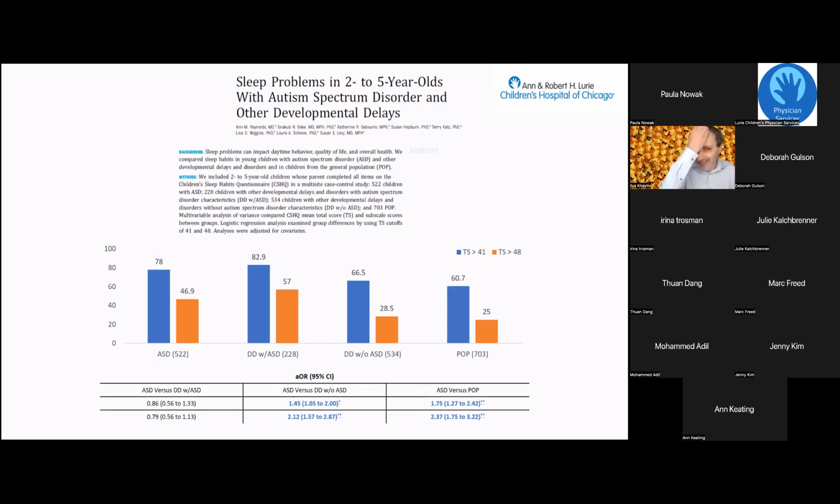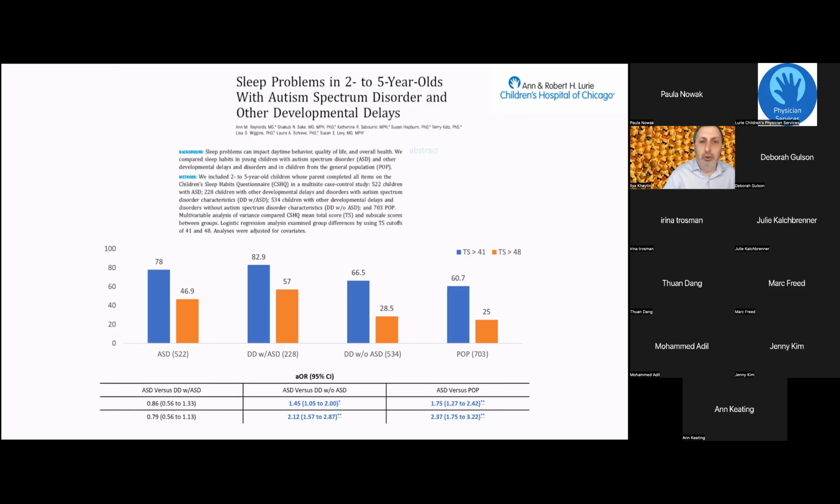So using this questionnaire, a group of researchers compared children with autism spectrum disorder with children with other developmental delays, some of whom had autism spectrum disorder and some of whom did not, and compared them to the general population.